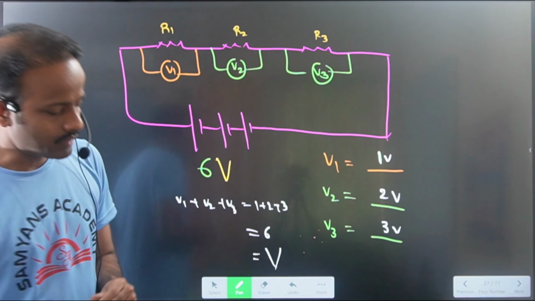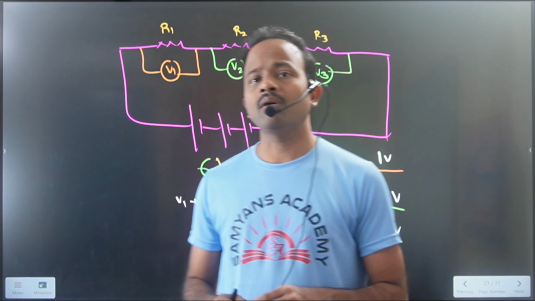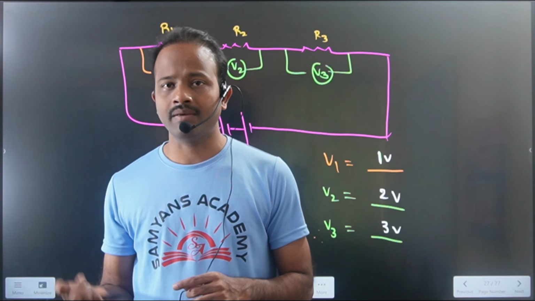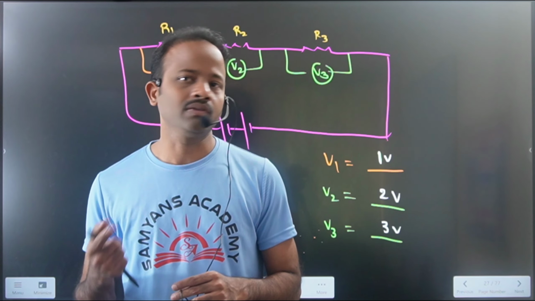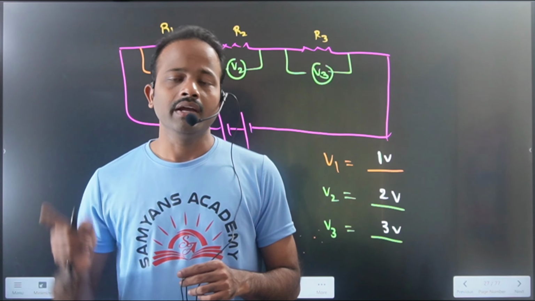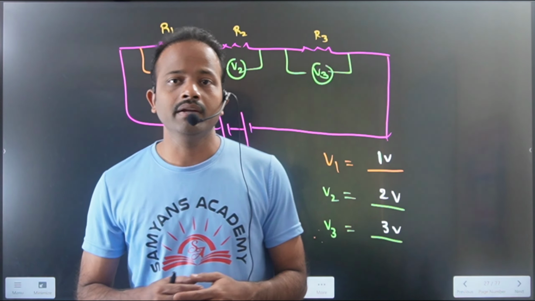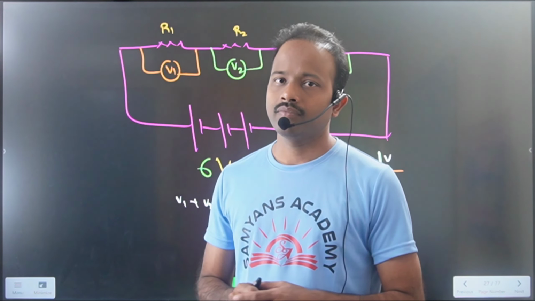Is it clear? And from these two activities, we confirm that in series combination the current value is the same. Anywhere you check the current value, between R1 R2 and R2 R3 or anywhere in the circuit, it is giving the same value. The ammeter is showing the same value, means the current value is the same, right?